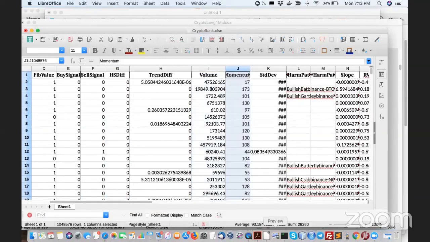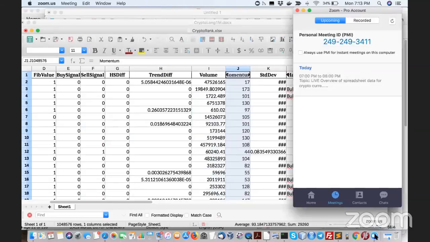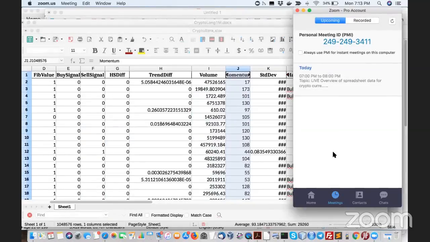Momentum is pretty basic. If you have any questions, just let me know. I can always answer them. Just check my Zoom. No questions so far. No questions. Okay, so knowing that, I'll continue.